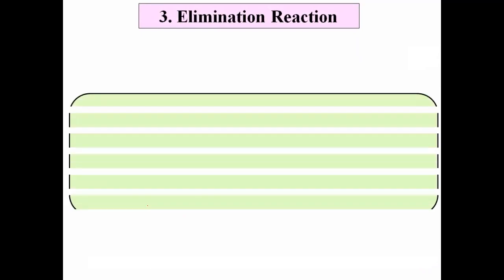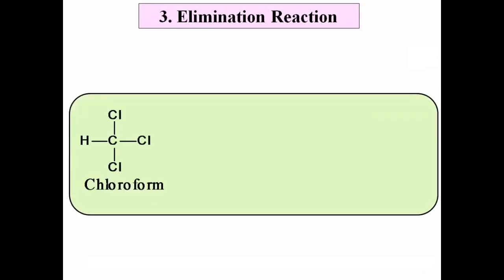Now let us see the third one, elimination reaction. Again, I will explain a very simple example of elimination. This is an example of the organic compound CHCl3, chloroform. When this chloroform is treated with a base, a very interesting reaction occurs. When it is treated with the base, this chloroform loses hydrogen and chlorine.